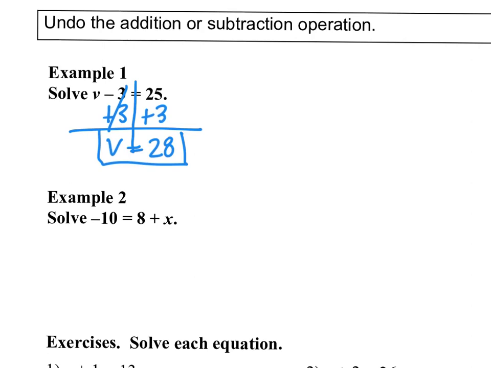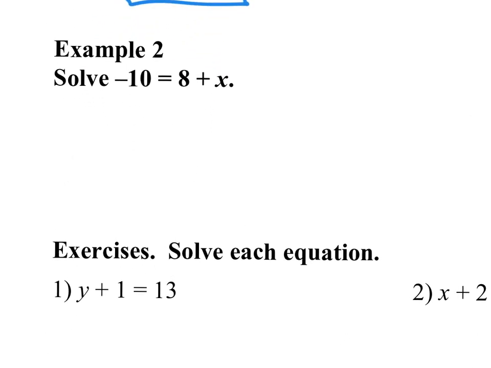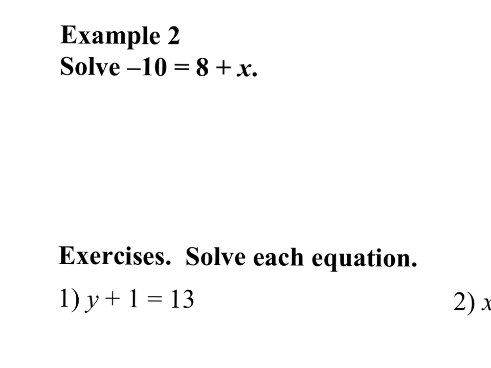Pretty simple, right? Same thing happens in example 2. I have negative 10 equals 8 plus x. Well, that one's a little bit harder. But I'm going to draw my line down the equal sign and split it. What am I solving for? x. It doesn't matter which side it's on. I'm solving for the variable. That's what I'm inevitably trying to solve for. So I have to get everything away from the variable to solve for it.